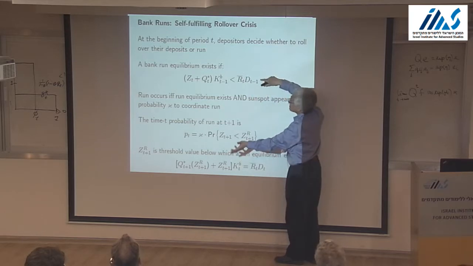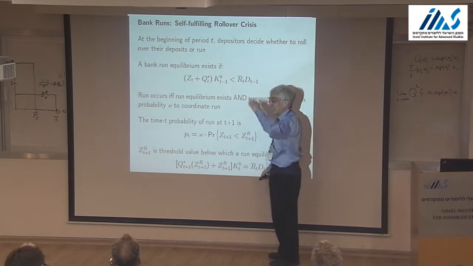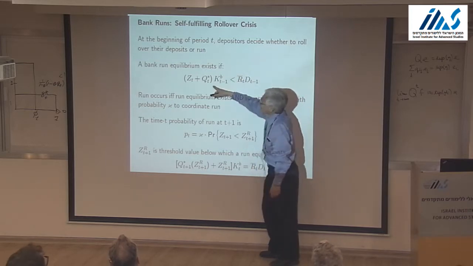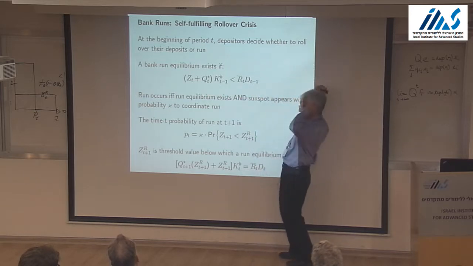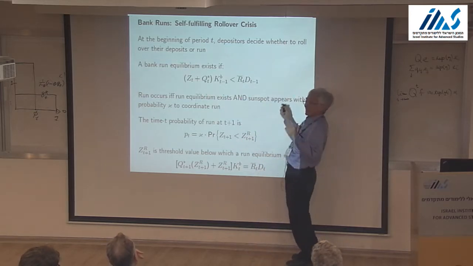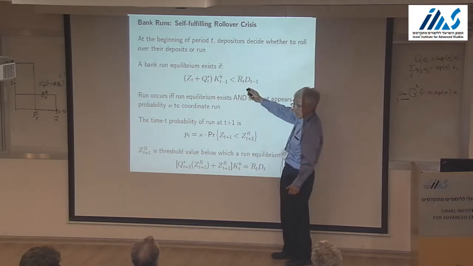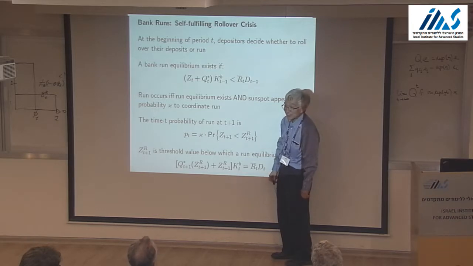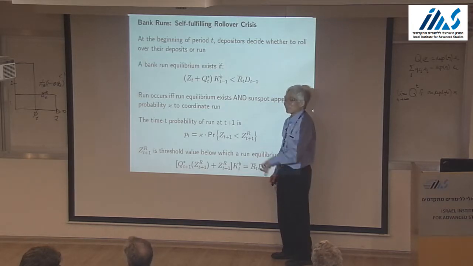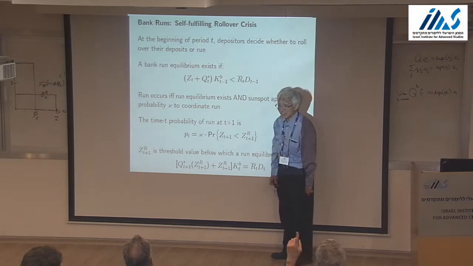So this is the multiple equilibria. In normal times, if nobody runs, then Q is the normal asset price. But if everybody runs, then the price drops enough that every bank will collapse, and nobody wants to roll over the deposit. It is a multiple equilibrium in this sense.